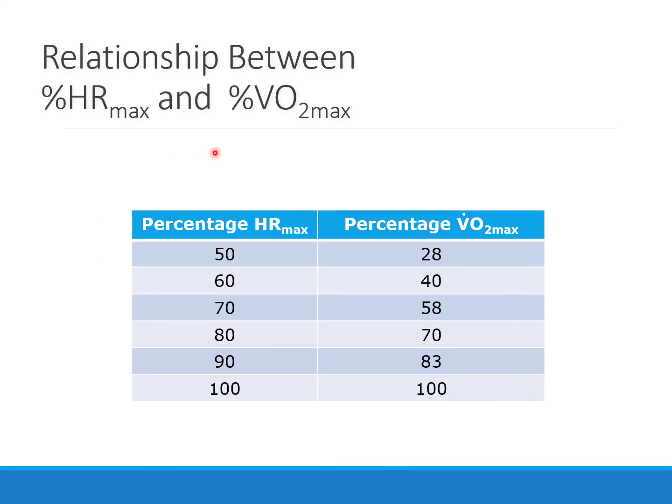So here's a relationship between heart rate max and VO2 max. You don't need to know this specifically, but you can see that there is a relationship here. As the heart rate increases, you get X percent of your VO2 max. That is usually fairly reliable and valid as a measure.